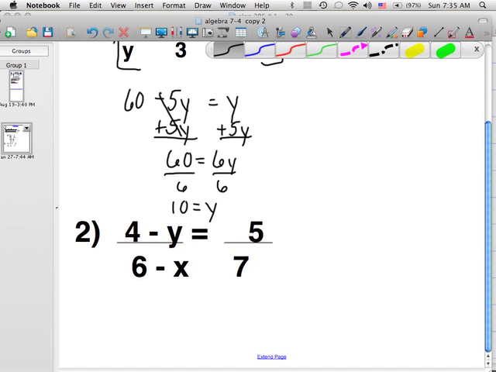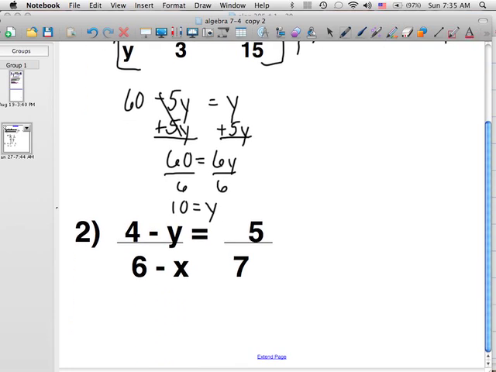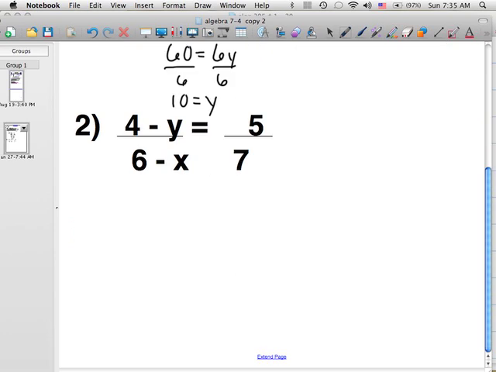And the second example. The first example had 3 fractions, so I had to find the least common denominator. In the second example, I could find the least common denominator, or I could use cross products since it is a proportion. And cross products are always easier. So I'm going to take 7 times the quantity 4 minus y. That gives me 28 minus 7y. And I'm going to take 6 minus x times 5, which gives me 30 minus 5x.